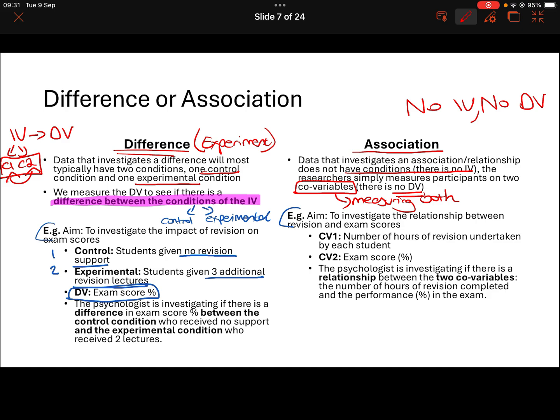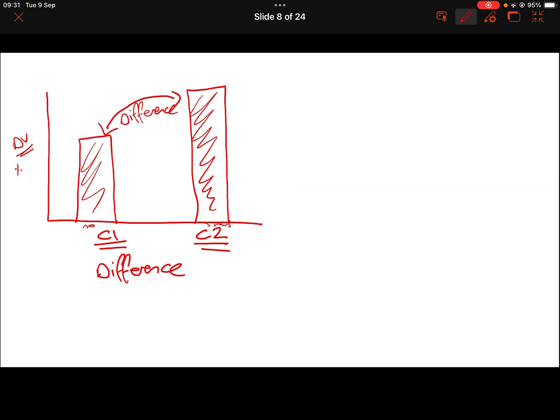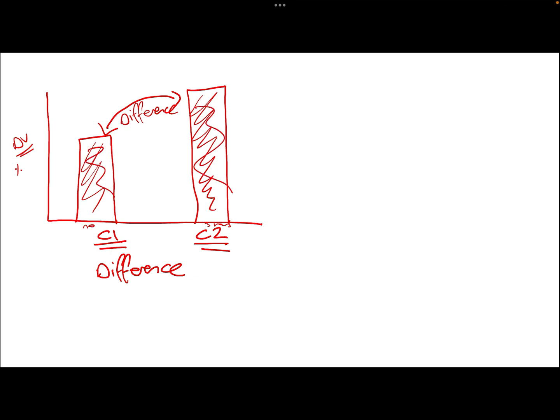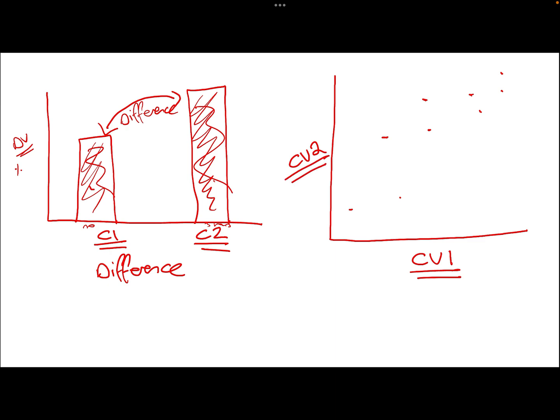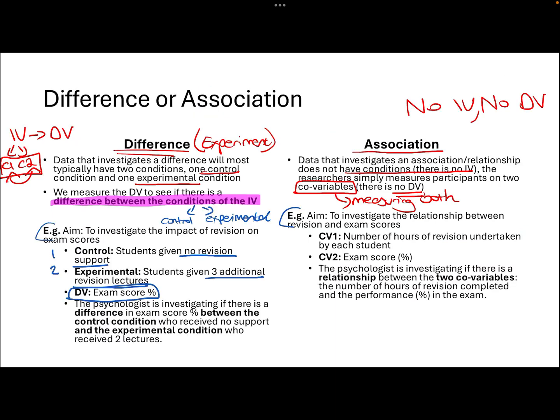So if we think, before with a test of difference and an experiment, we had different conditions and we plotted them using a bar chart. For a test of association, there are no conditions. So we're not going to have different bars to represent those conditions. Instead, we measure covariable 1, we measure covariable 2, and what we're going to be plotting is some sort of scattergram. So we measure both covariables. There's no DV that we measure, there's no IV we manipulate. It's just measuring those two covariables.